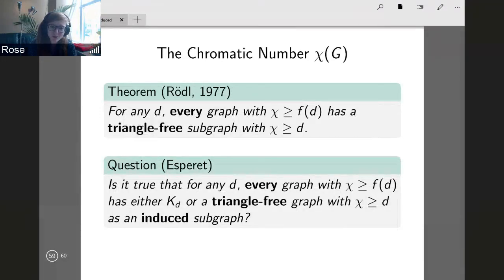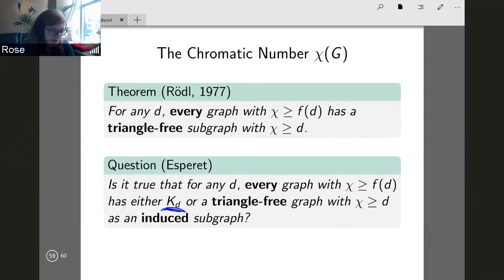Does this hold for induced subgraphs in the absence of a big complete graph? And this seems incredibly hard. I don't know of a way of approaching this, but I do wonder if some of the recent techniques for finding induced bipartite graphs could be at all helpful for this.